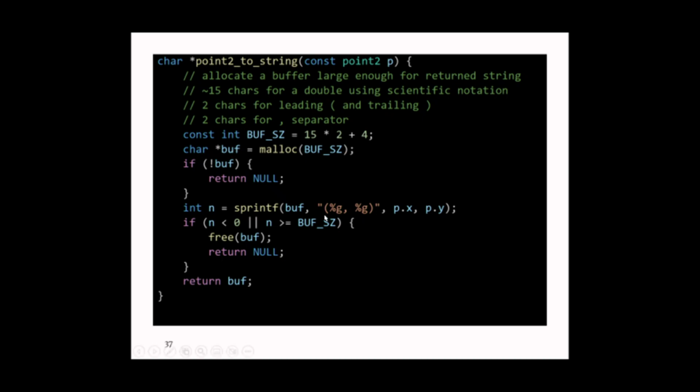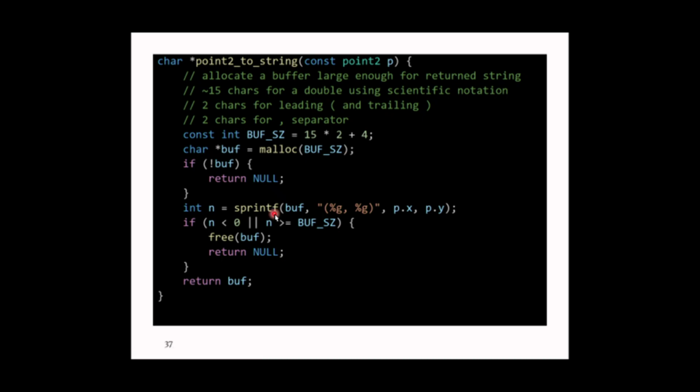It takes in a conversion. So here I'm using round bracket %g comma space %g round bracket. What that's going to try to do is print a round bracket into buff, followed by the x coordinate, followed by a comma and a space, followed by the y coordinate, followed by a round bracket. So I'm going to try to print all of that into my buffer.